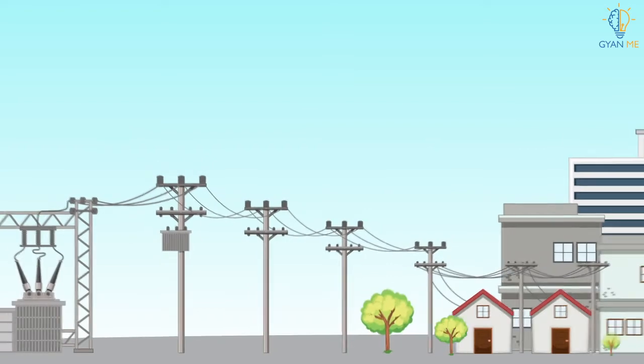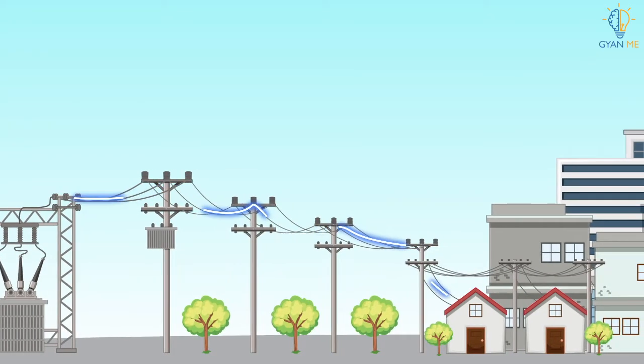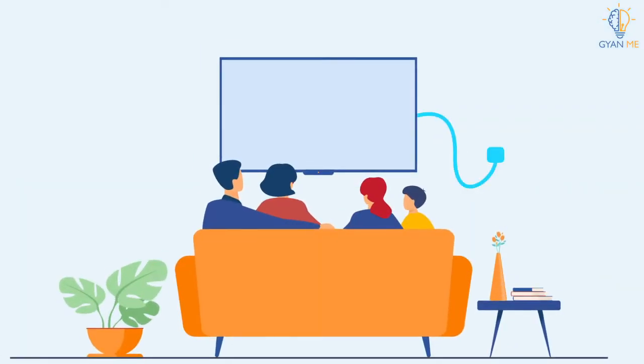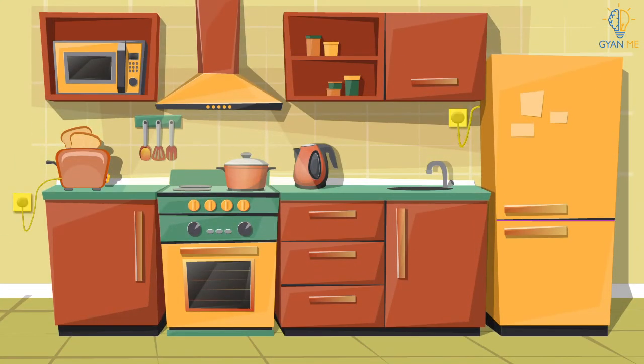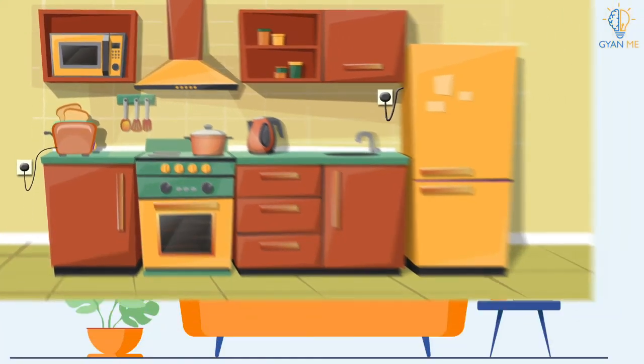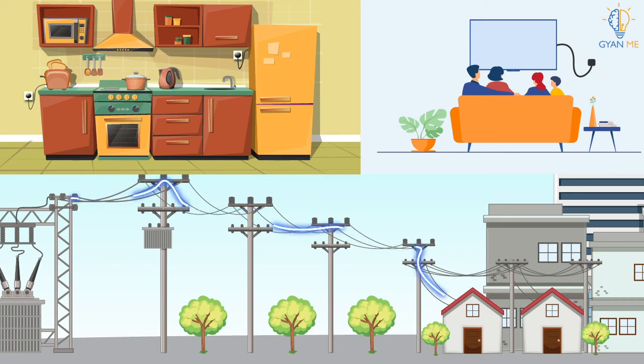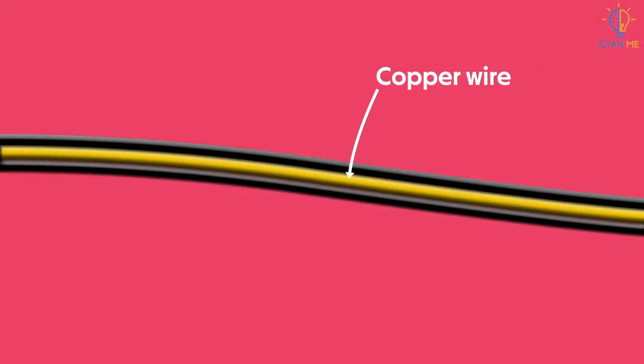We all have seen domestic electric wires or TV cables or cables of our refrigerator or toaster. What is common to all of them? Yes, you are right. All of them use metal wires, mostly copper wires, which are covered with PVC insulation.